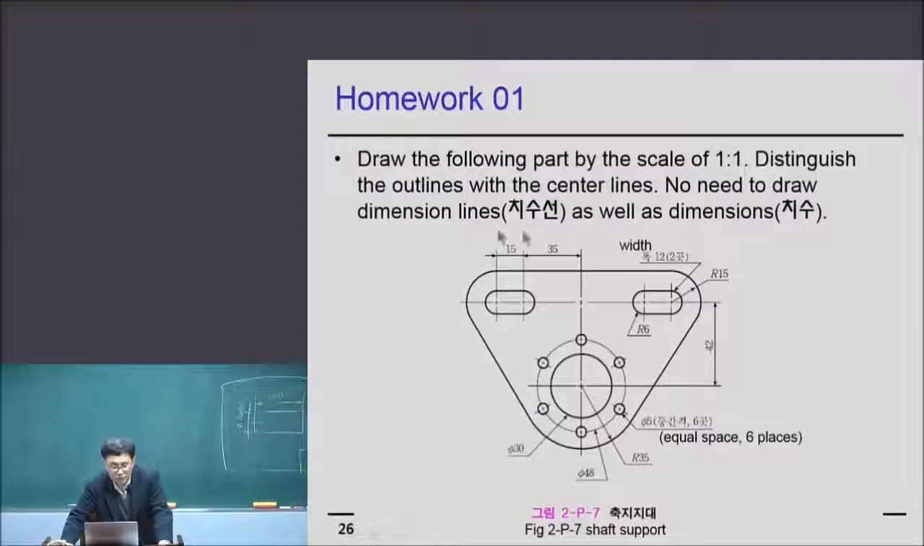And you don't need to draw dimension lines. Why? Because you didn't learn how to draw dimension lines. So you don't need to draw them until you learn it properly, as well as the dimensions. You don't need it. Just the shape, please finish the shape. So you see, there are equally spaced small circles, right? So please practice drawing the proper center lines for these equally spaced holes, okay?